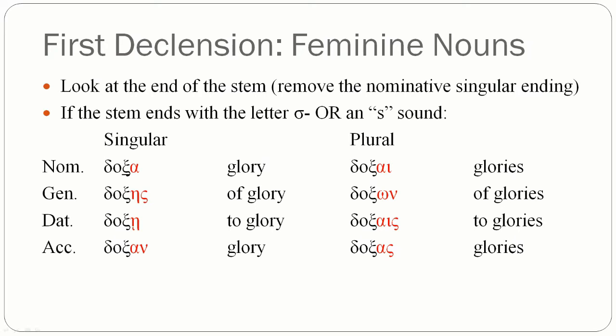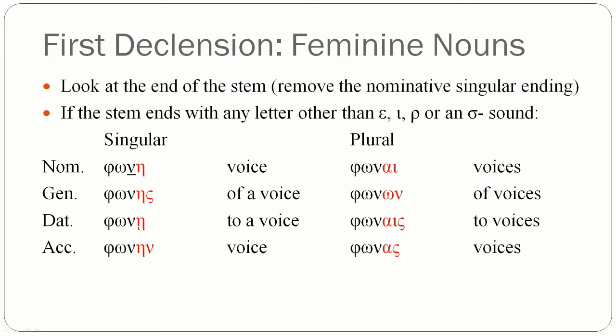All right, if you've got the sigma sound subcategory down, let's move on then. Now, these endings here, this category, this is if the stem ends in any other letter than the first two categories. So first category you had was epsilon, iota, or rho. The second category was either the letter sigma or a sigma sound. If the stem ends in any other letter other than those, then it falls into this one. This is sort of the catch-all for the rest of the first declension. And again, the variation is going to be in the singular, so let's look at those.